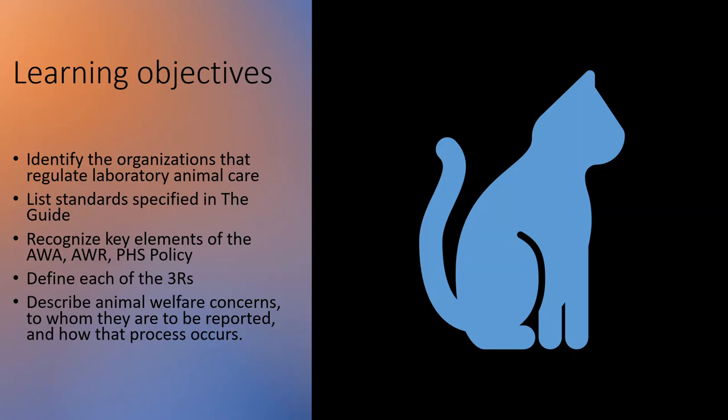The learning objectives for this chapter are Animal Research Regulations, the development of regulations and guidelines, the Guide, facility accreditation, federal regulations, other guidelines and regulations, bioethics and the 3 Rs principle, and reporting concerns.